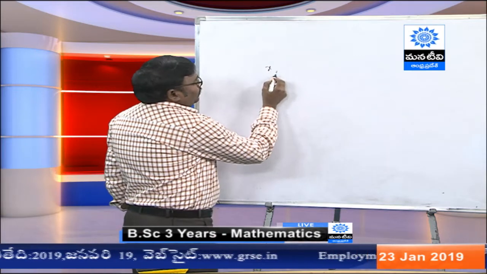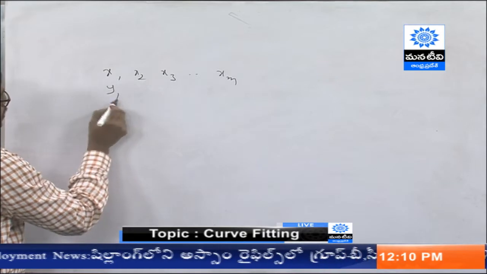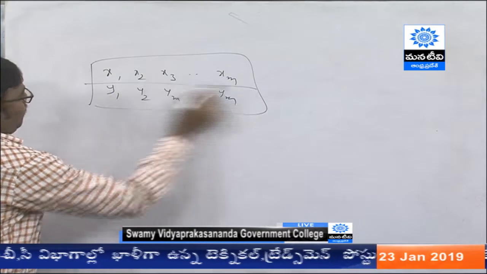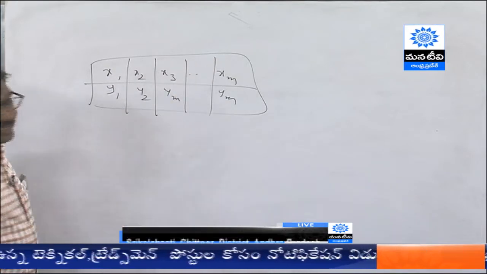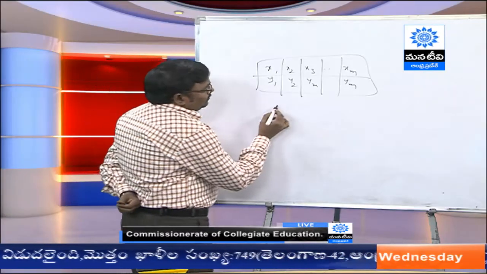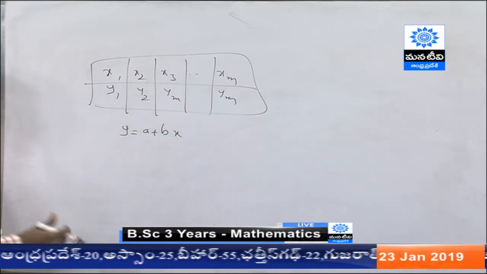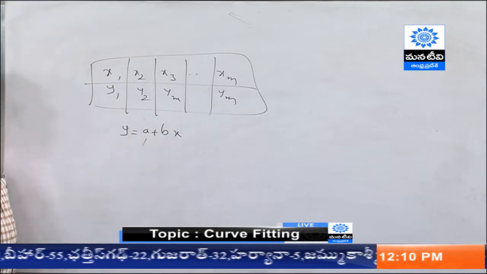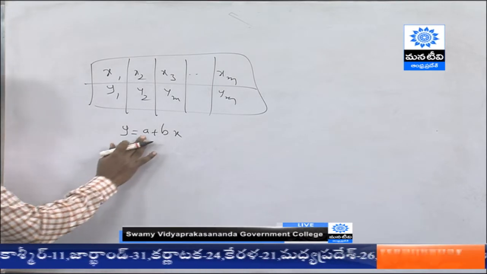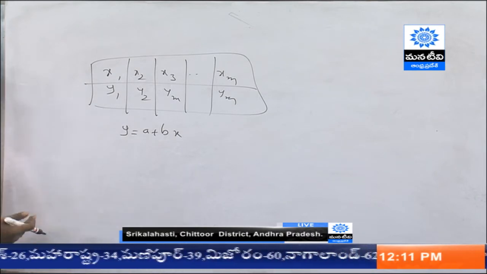Assume we have m data points. Our task is to fit a straight line to this data. The general form of the straight line is a plus bx. So, what we need to do? We need to find the values of a and b, but how to get the values of a and b, we will come to that point. But I already told you, when we are applying numerical methods, there may be some error in the solution.